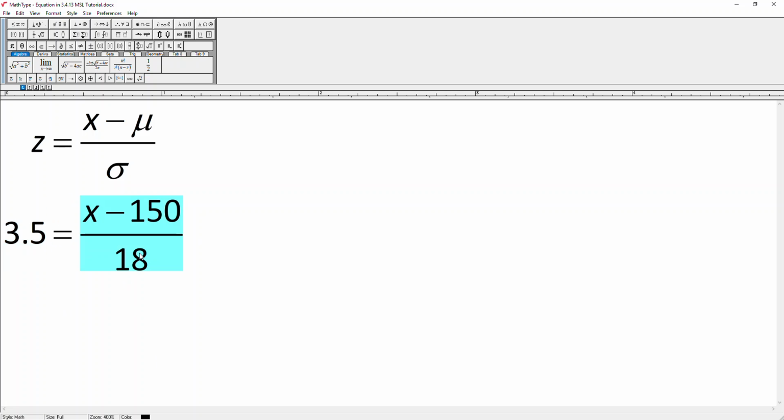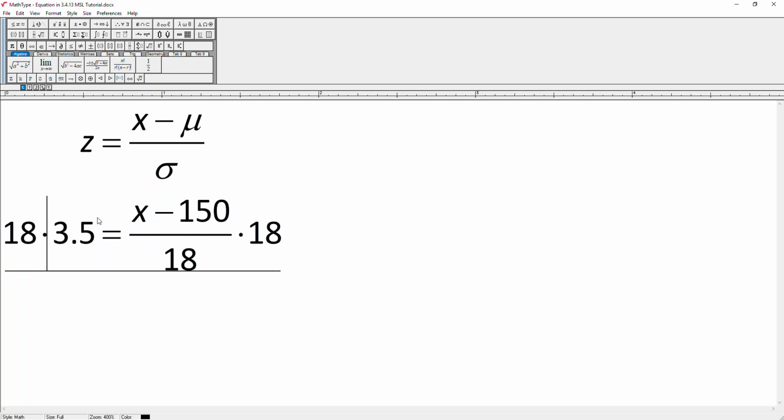The first thing I need to do is get rid of the 18, right? Division by 18 is no good to me. So I'm going to multiply both sides by 18. And of course, whatever you do to the right, you have to do to the left to keep it all nice and fair and balanced, right? Because it's an equation. Over here, the 18 divided by 18 cancels. It disappears. It divides to 1 if you want to think of it this way. 18 over 18 is 1.